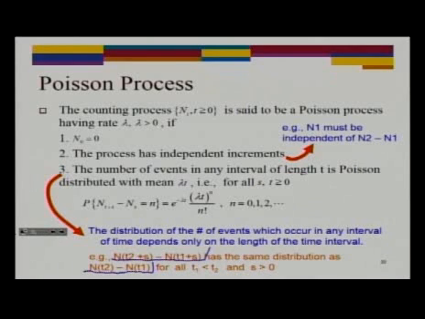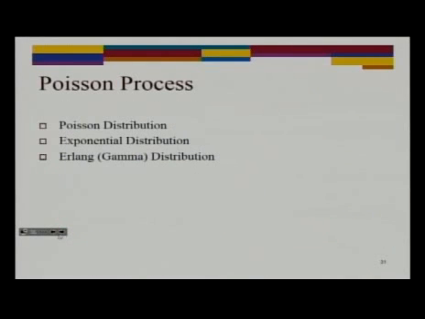So keep in mind that the Poisson process is a counting process that has two important properties: independent increments and, what is that? Stationary increments. If a counting process satisfies those two conditions, we can say that the counting process is a Poisson process. And all three of these distributions belong to the Poisson process.